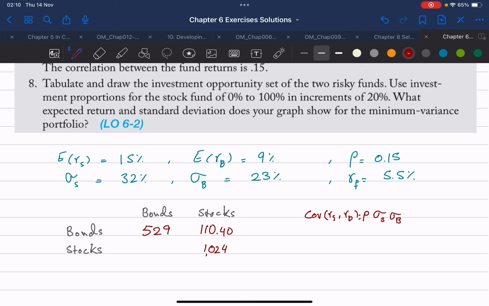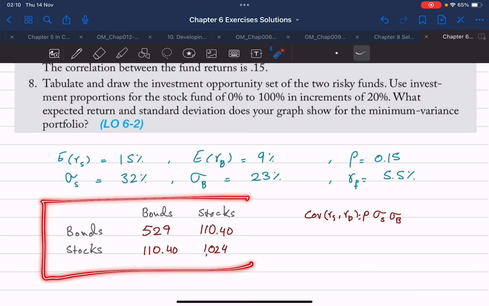The same result is also going to be here, because multiplication works both ways. If we multiply the correlation coefficient by 32% and then 23%, it's going to give us the same result as if we had done the opposite: 0.15 multiplied by 23% and then multiplied by 32%. Hence these two will always be the same. All right, so this is our covariance matrix.